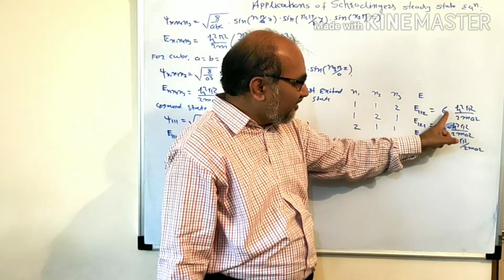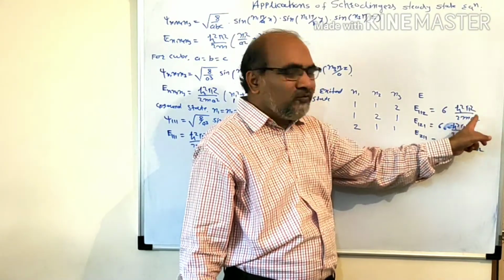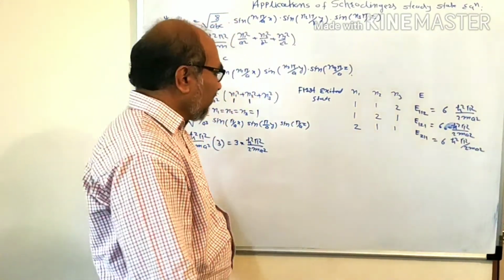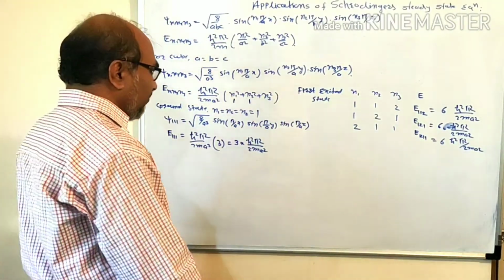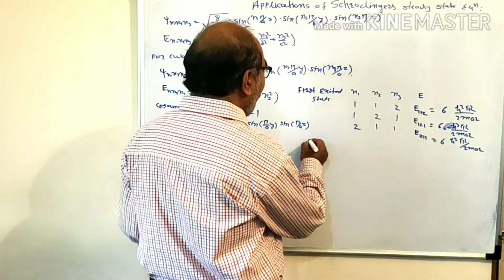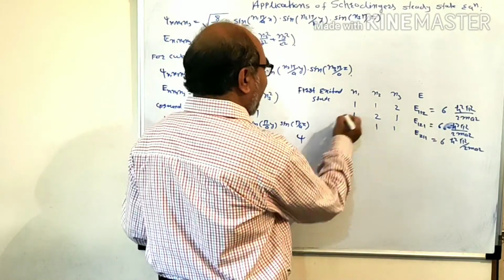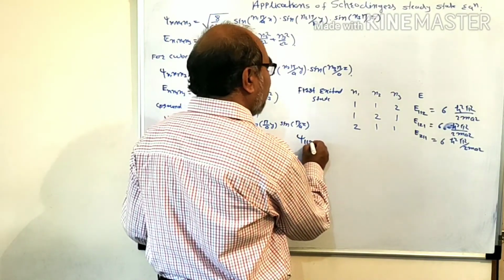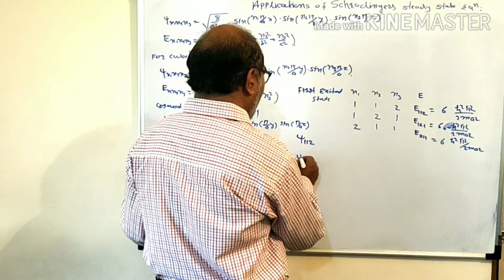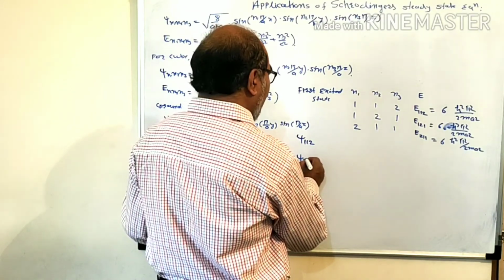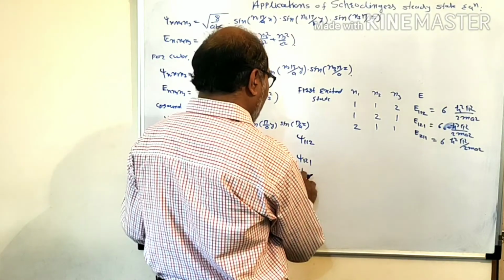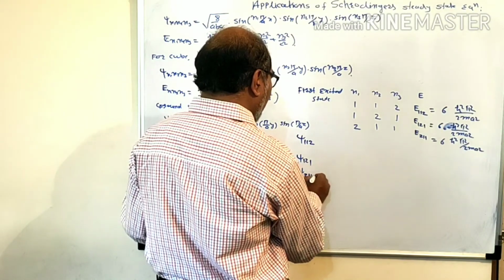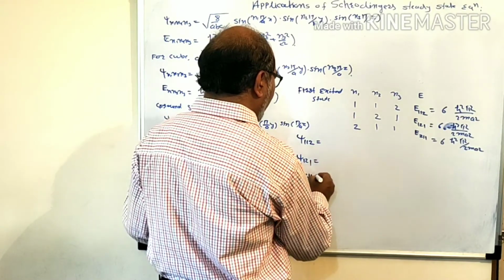And that is 6 h bar square pi square divided by 2ma square. Okay, now we are going to see the corresponding eigenfunctions, what these are. The corresponding eigenfunctions we write as psi 1 1 2, another is psi 1 2 1, and psi 2 1 1 is equal to, let us see what happens.